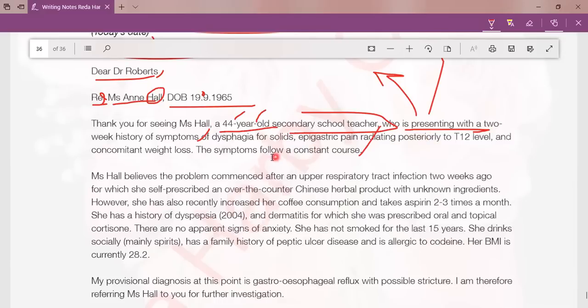Don't include all of these details. I need a concise introductory paragraph, okay? And concomitant weight loss, so this is a second complaint. The symptoms follow a constant course. This is wrong, okay? Here you will write a full stop, and you will write: your further management would be highly appreciated. This is the second sentence.